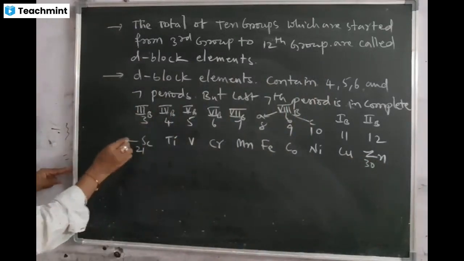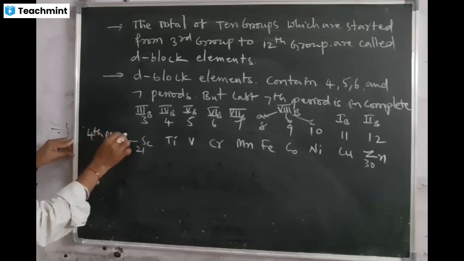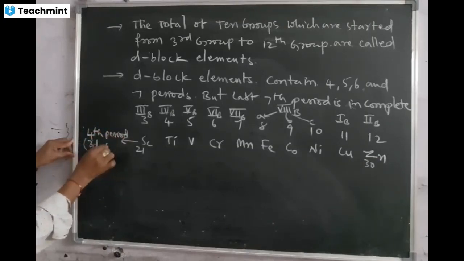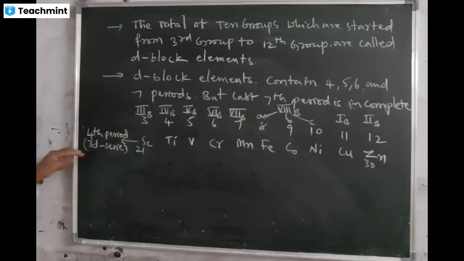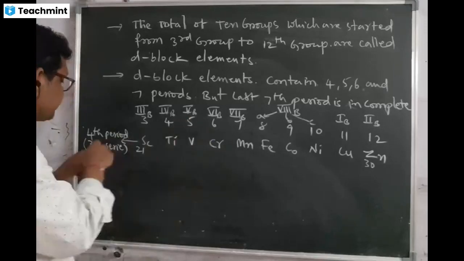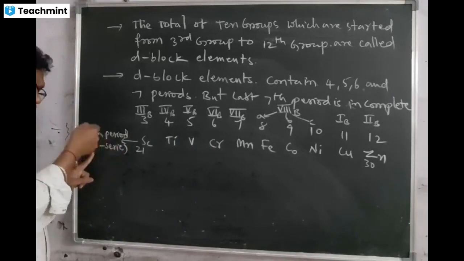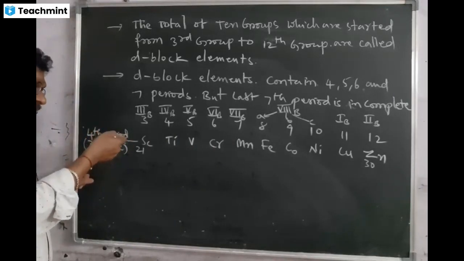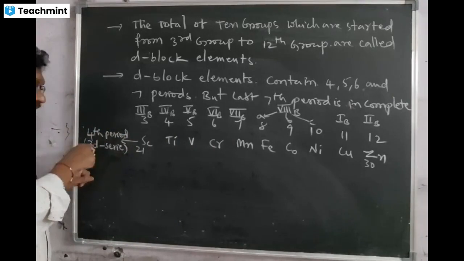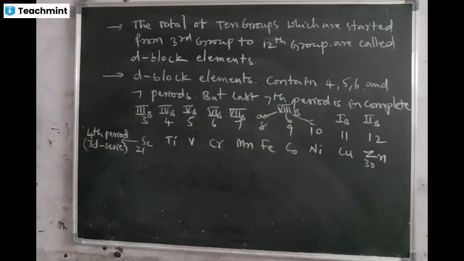This is called what? This series is called fourth period and 3D series. Why is it called 3D series? Try to understand: here the differentiating electron, the last coming electron, enters into the 3D orbital. That's why this entire series is called 3D series, but the actual period is fourth period.